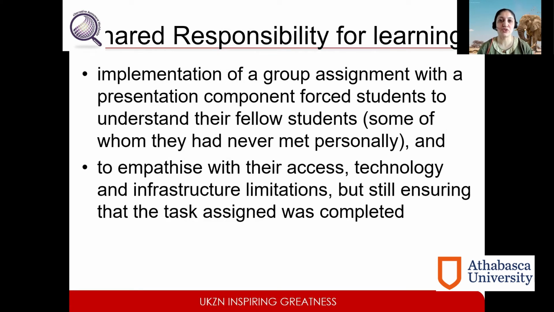Another principle which was used was the shared responsibility for learning. So in this environment, we had the students undertake a group assignment. And in the group assignment, they had to work together with fellow students, some of whom they had never met personally. What this helped with was their empathy with their fellow students' access to technology, with their infrastructure limitations, and also ensuring that the task which was assigned to them was completed on time.